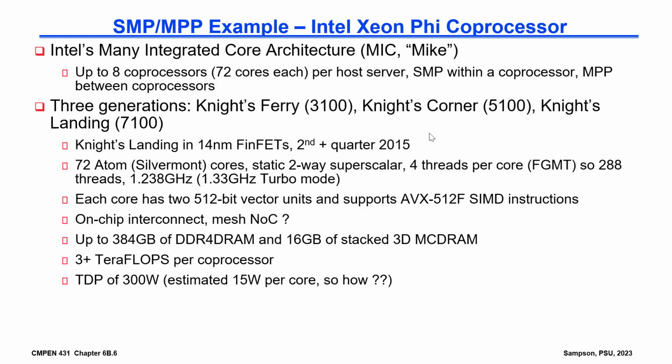So Knight's Ferry, Knight's Corner, Knight's Landing. Right, so a few generations here of a machine. So it had 72 Atoms, Silvermont architecture for the 2015 version. Right now, this is not a standard consumer piece of hardware. Right, you wouldn't have gone out and run Fortnite on this. It's not what it was for.